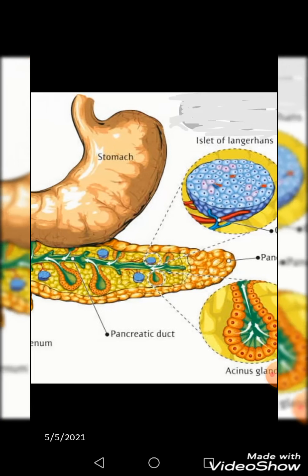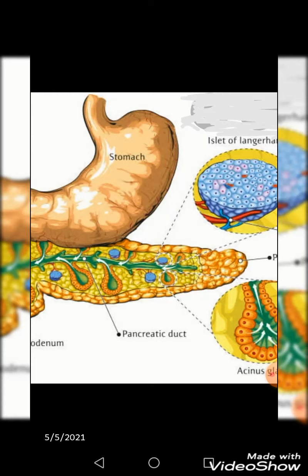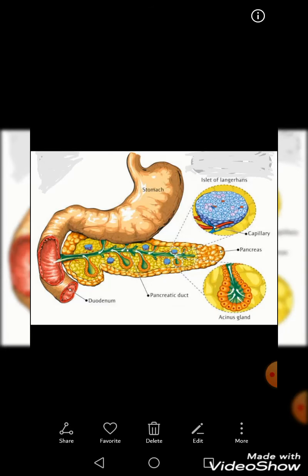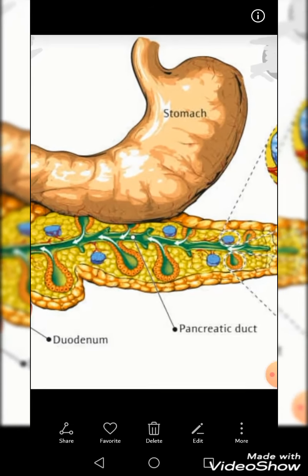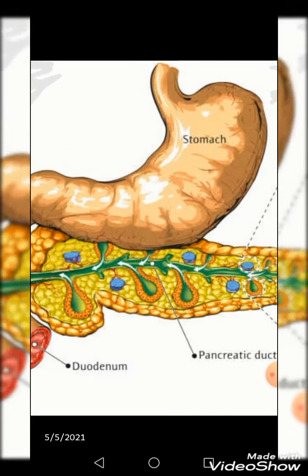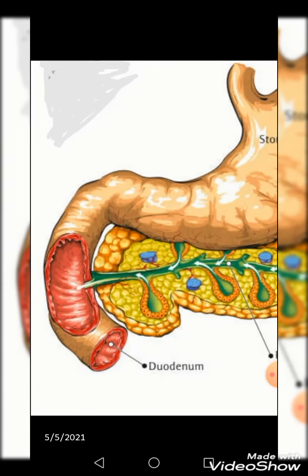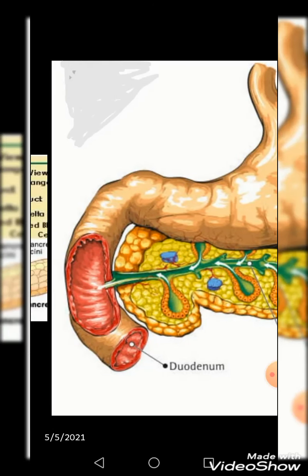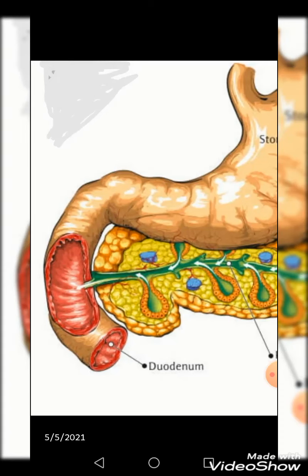And these intercalated ducts are going to form intralobular ducts, and after merging they form the interlobular ducts. They join the main central horizontally lying pancreatic duct, and you can see that it opens into the second part of the duodenum, the duodenal mucosa, to pour out its pancreatic juice.